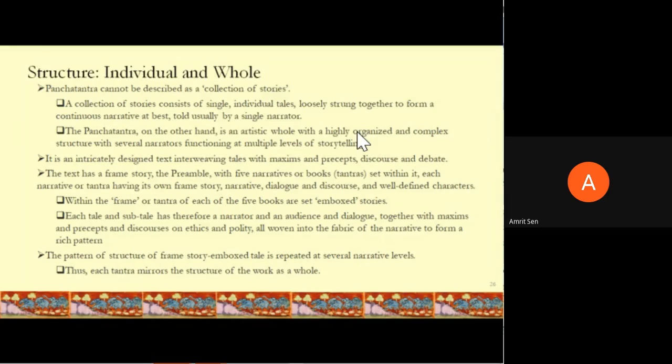Panchatantra uses humor. Panchatantra uses satire. What the Panchatantra does not use is pathos, right? Panchatantra is a text that is not very emotional in that sense of the term. Take the story of the Brahmin and the snake, for example.